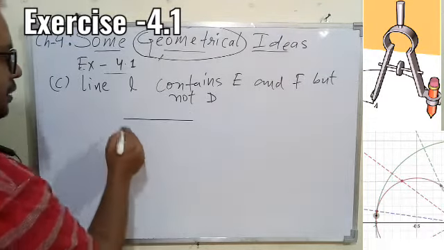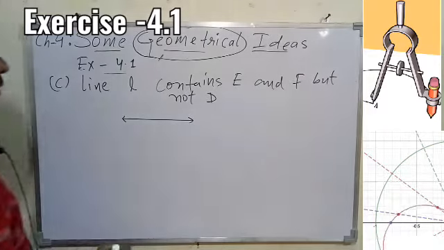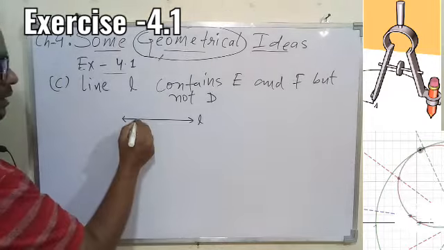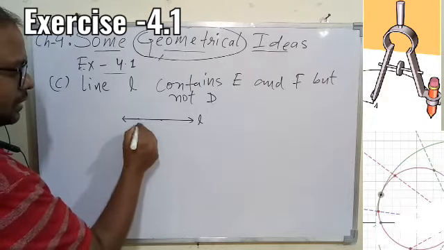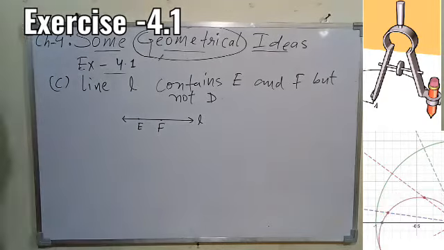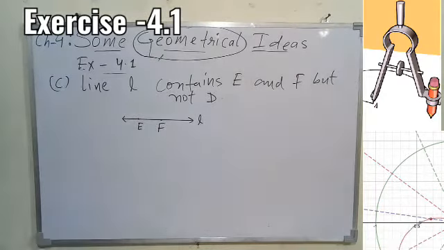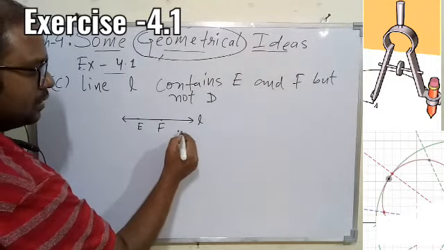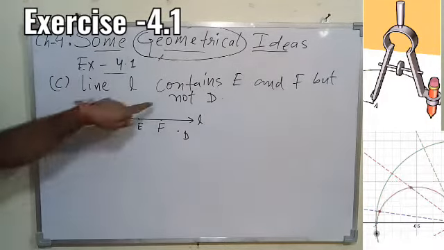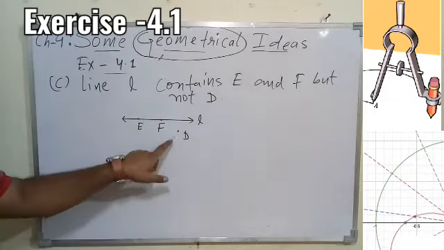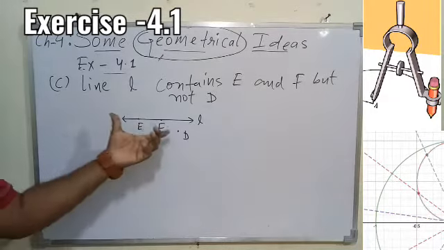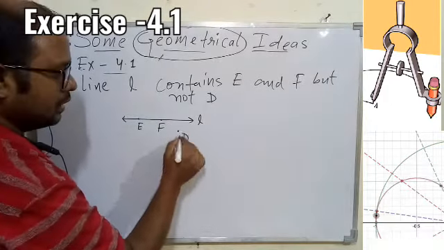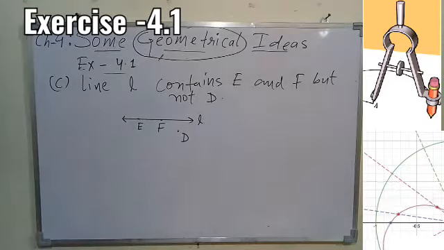So we can draw the line anywhere. Okay, so this line is L, so give the name L. Now E and F are there, so E and F can be anywhere on this line. So E and F are two points, but D is not on this line, but D is there. So we can draw D anywhere. I can mark D here, I can mark D here, anywhere. So D should be a point other than the points lying on the line. So I hope you understood. D you can mark anywhere, and this point is not on the line.